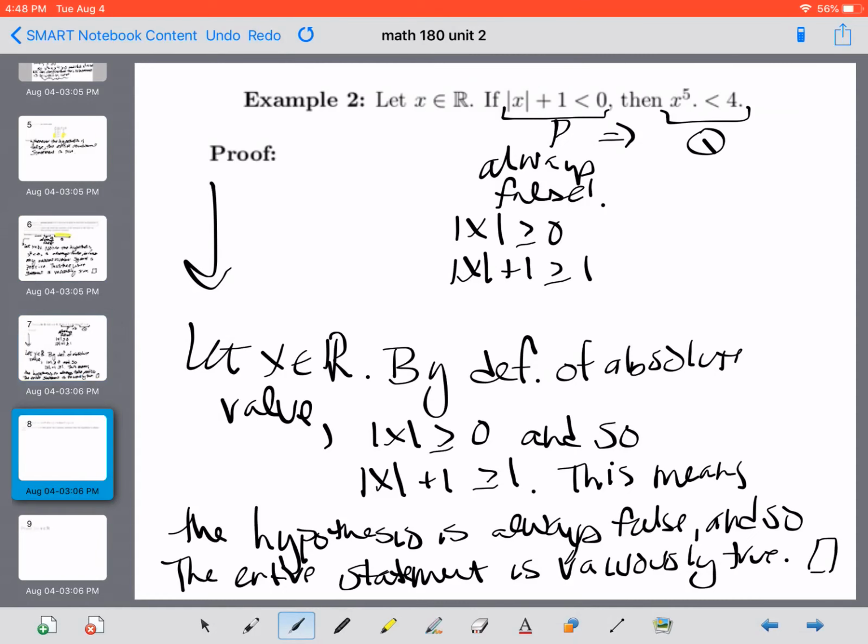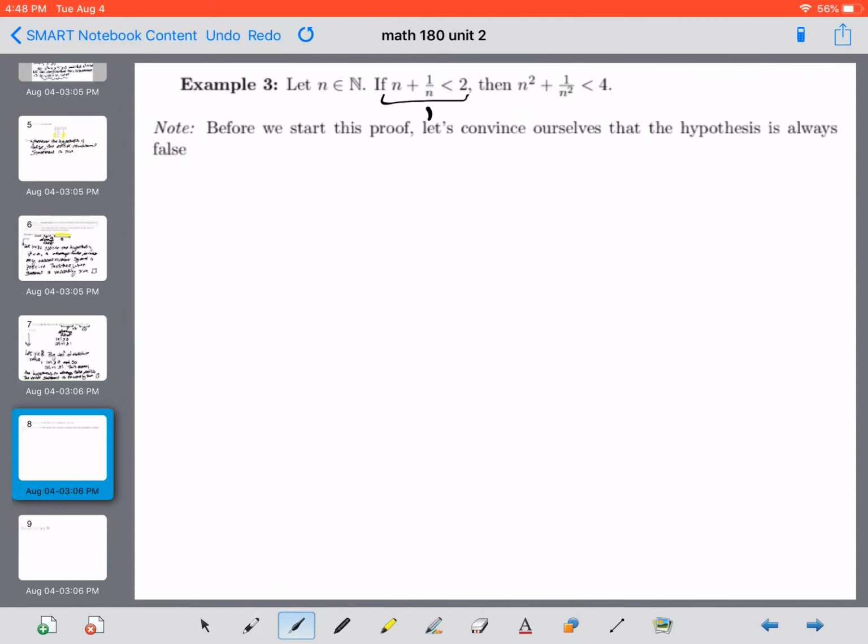All right, now this last one, we have if n plus 1 over n is less than 2, then n squared plus 1 over n squared is less than 4. So here's our hypothesis. Here's our conclusion. Now, this is the first time that we have to think about this a little bit carefully. Why is it that n plus 1 over n is guaranteed to be less than 2 for any natural number n?